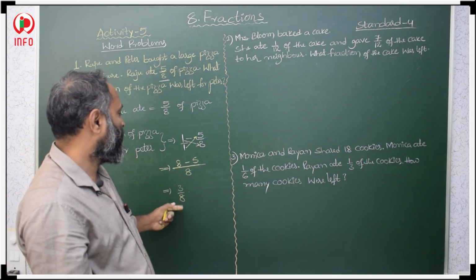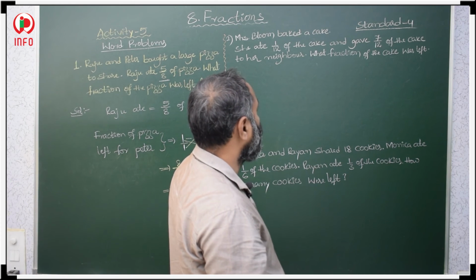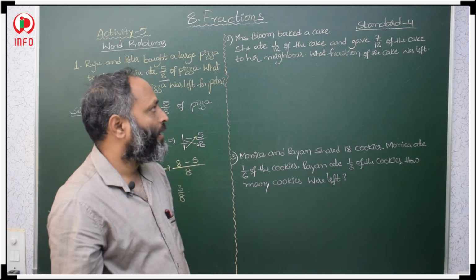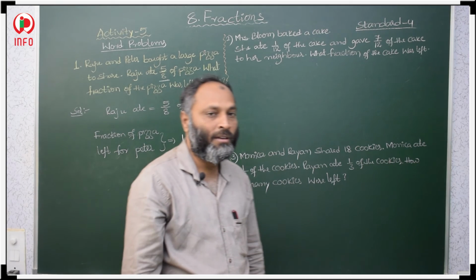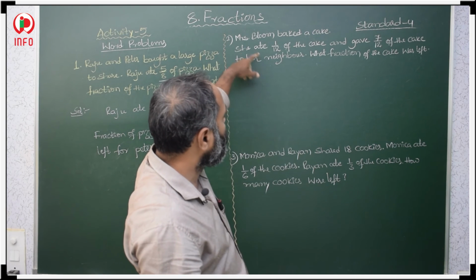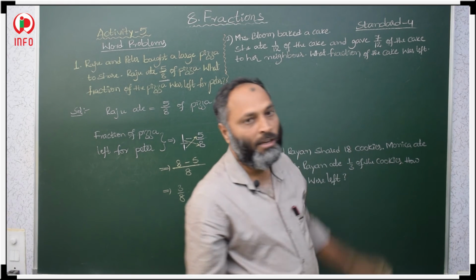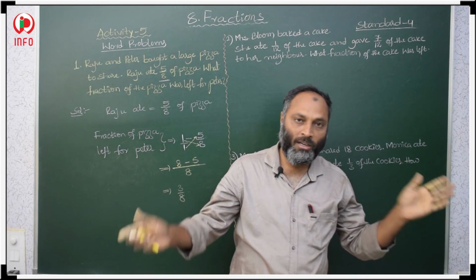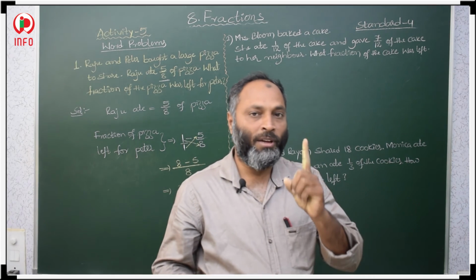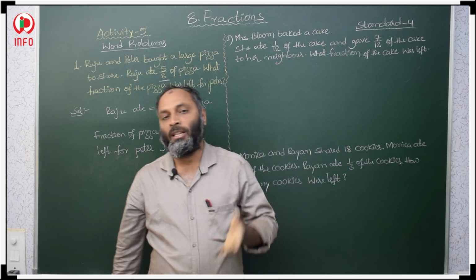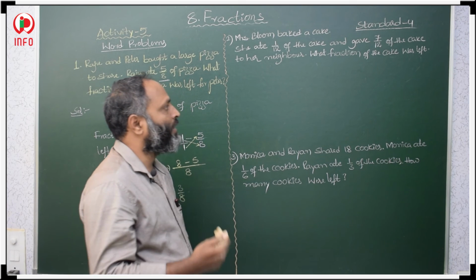Okay. In this way we have to find. Now the second one. Miss Blooms baked a cake. She ate 1/12 of a cake and gave 7/12 of the cake to her neighbor. What fraction of the cake was left here? How much fraction of the cake did she eat? 1/12. And how much did she give to her neighbor? 7/12. Those two portions we have to add. After adding those two portions, we subtract from the complete one cake. Whatever the difference is, that much fraction of the cake was left.